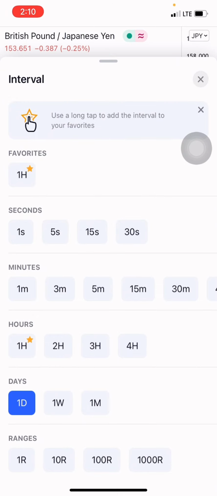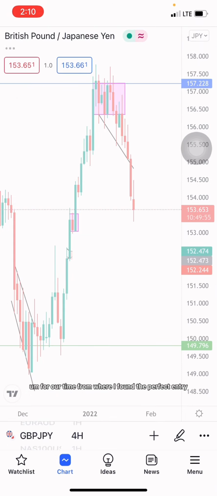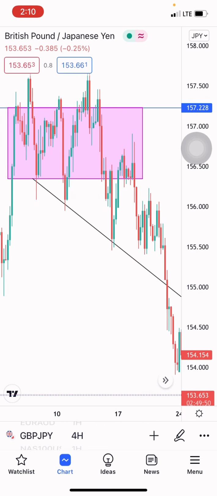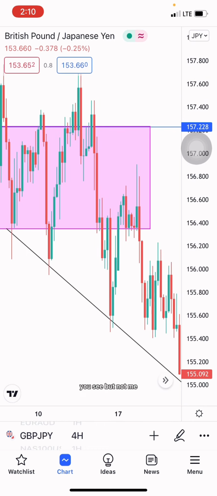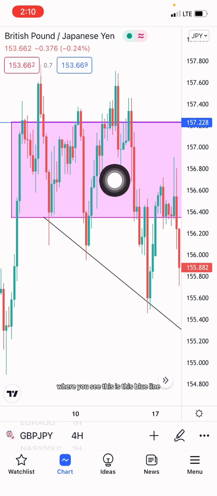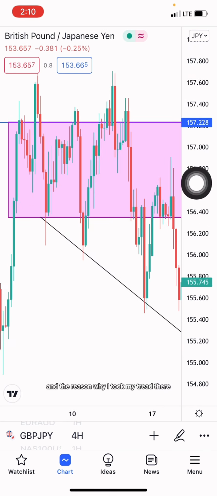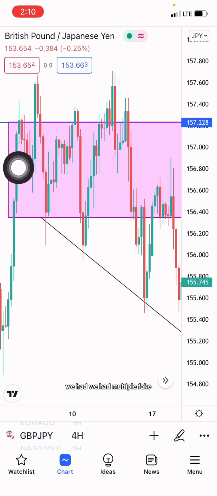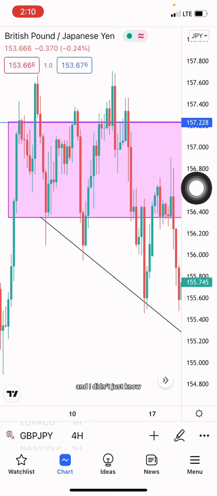So when I come to my 4-hour time frame, where I found the perfect entry, you see something like this. I took my trade up here where you see this blue line. The reason I took my trade there is because we had multiple fake outs outside this box. This is a fake out, fake out, fake out. So I knew the market was going to drop down, and I didn't just know.